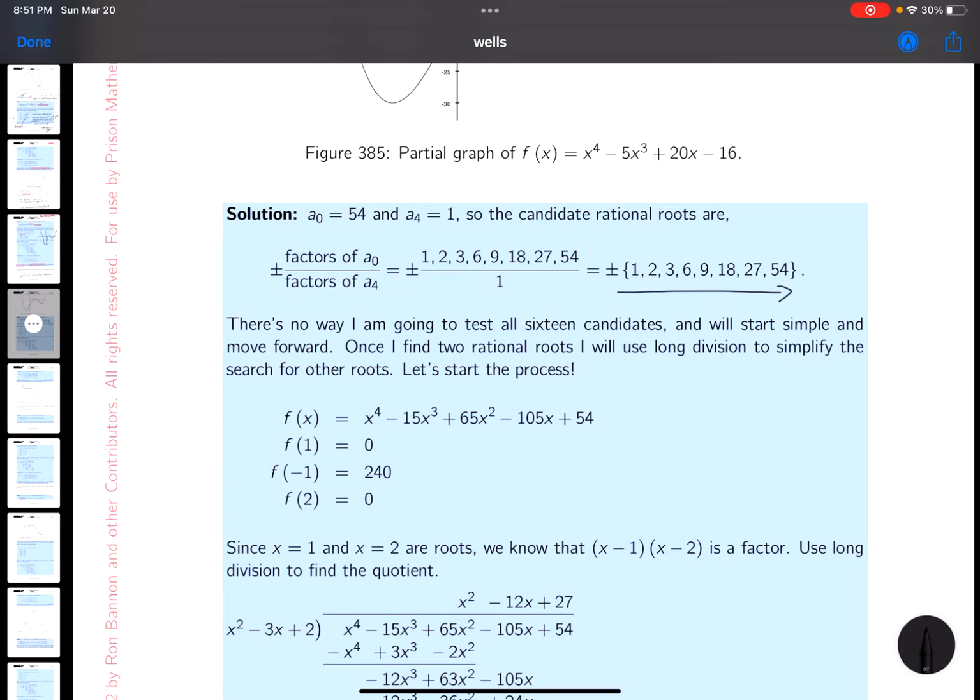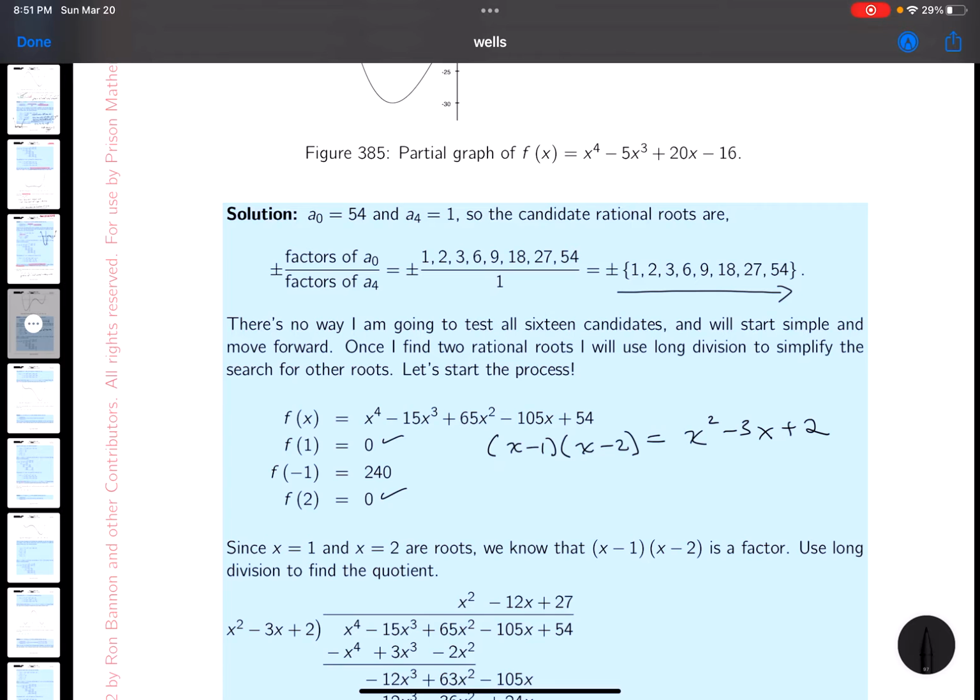And again, you're getting simple things, like f of 1 is 0, f of 2 is 0. So what does it tell me? It tells me if 1 is a root, x minus 1 is a factor. And if 2 is a root, x minus 2 is a factor. So that means if I multiply that out, I get x squared minus 3x plus 2.